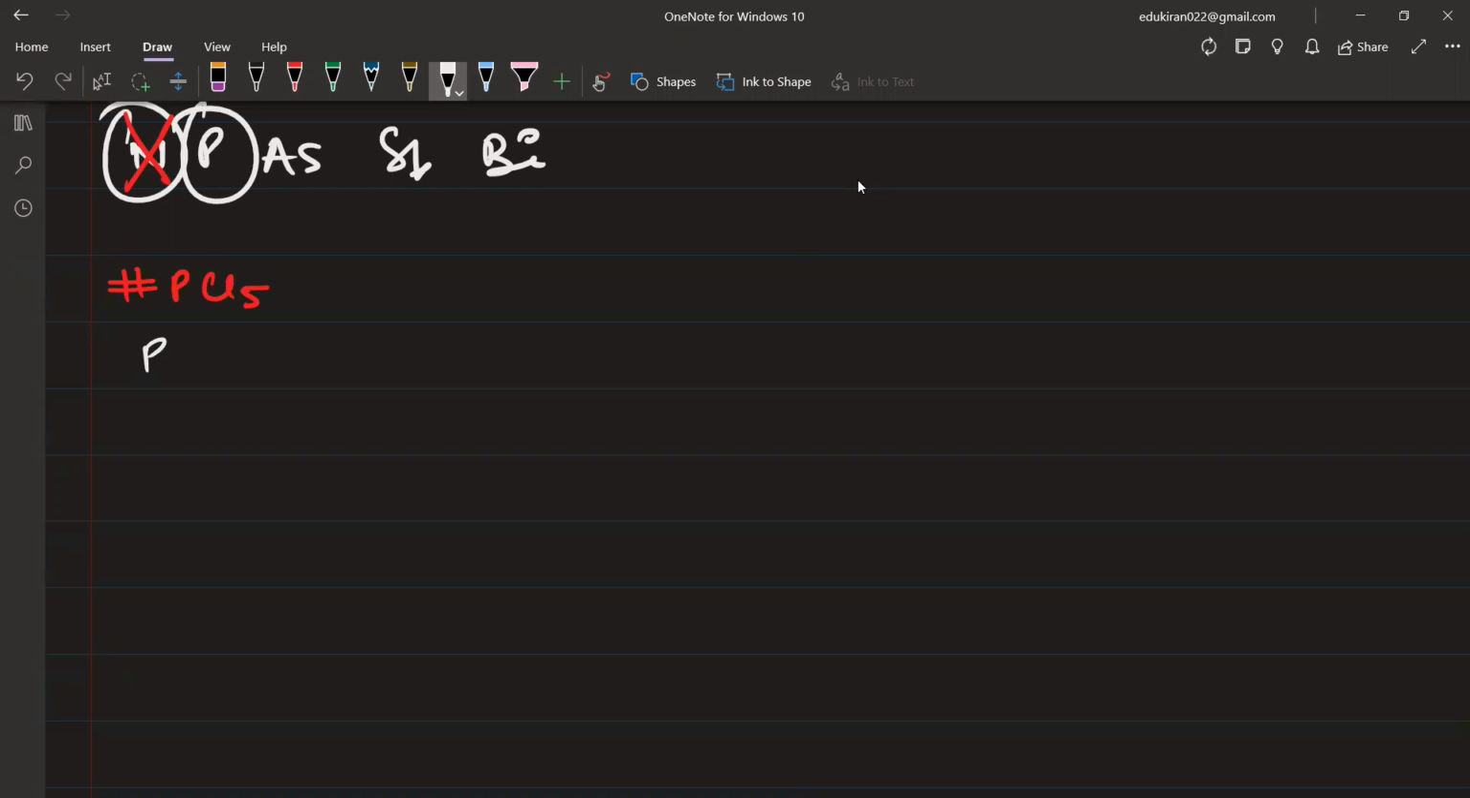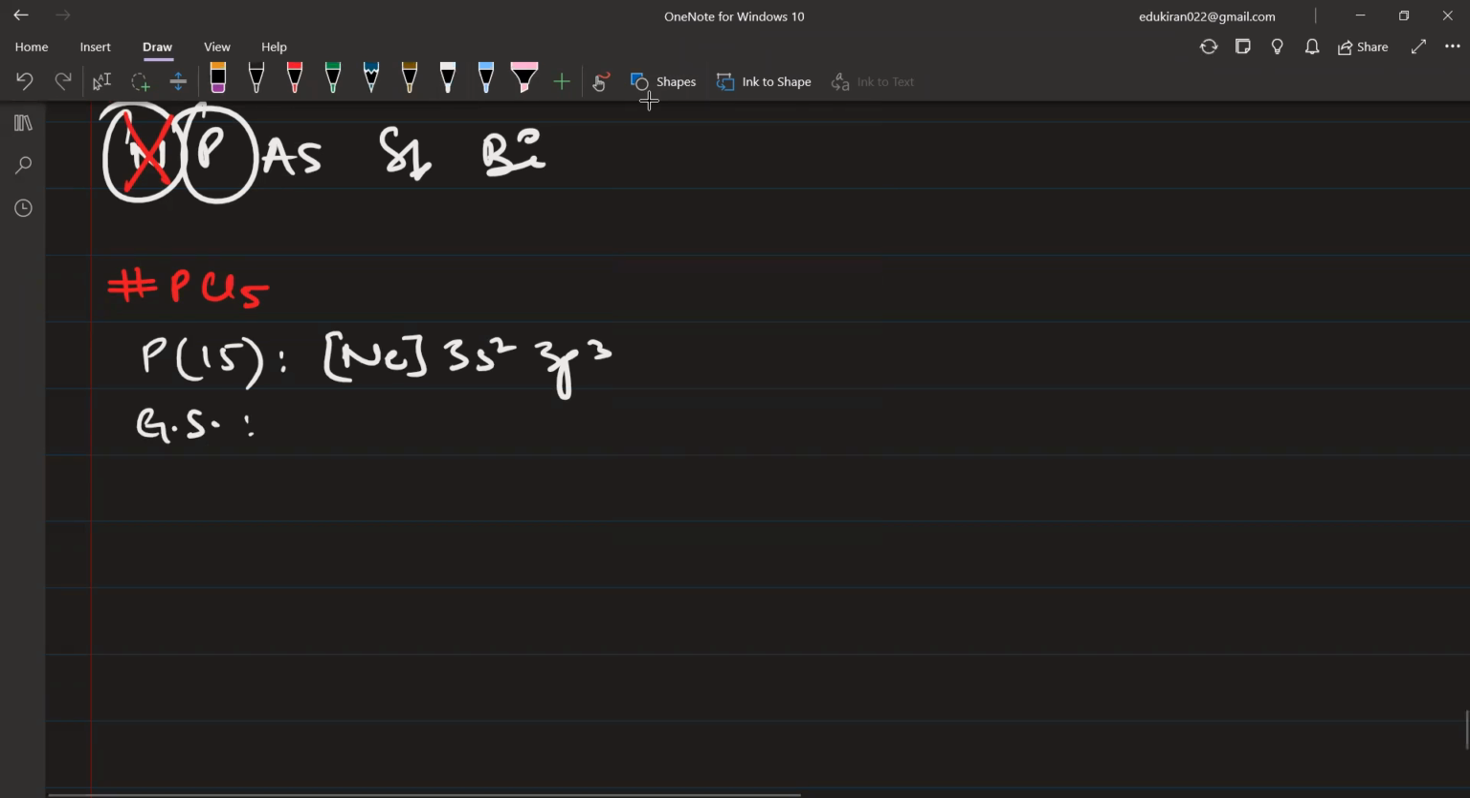Phosphorus. What is the atomic number of phosphorus? 15. If it is 15, the nearest noble gas is going to be neon, and my outer electronic configuration is going to be 3s2 and 3p3. If I want to make the ground state, the ground state will be something like this. So 2 electrons here, 1 electron in each of these orbitals. Now, is promotion of electron needed? Yes, promotion of electron is needed.